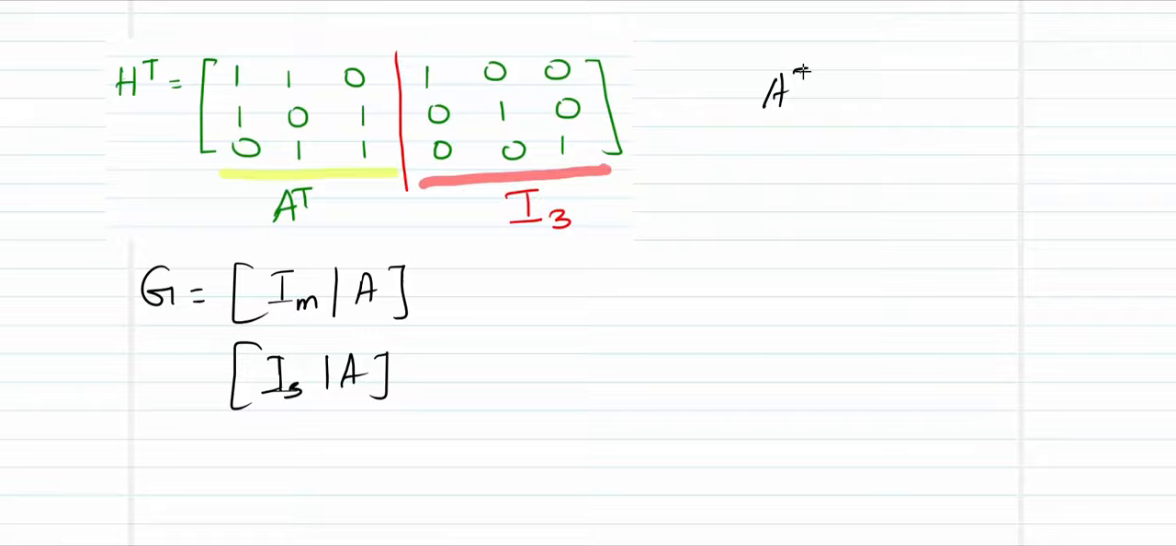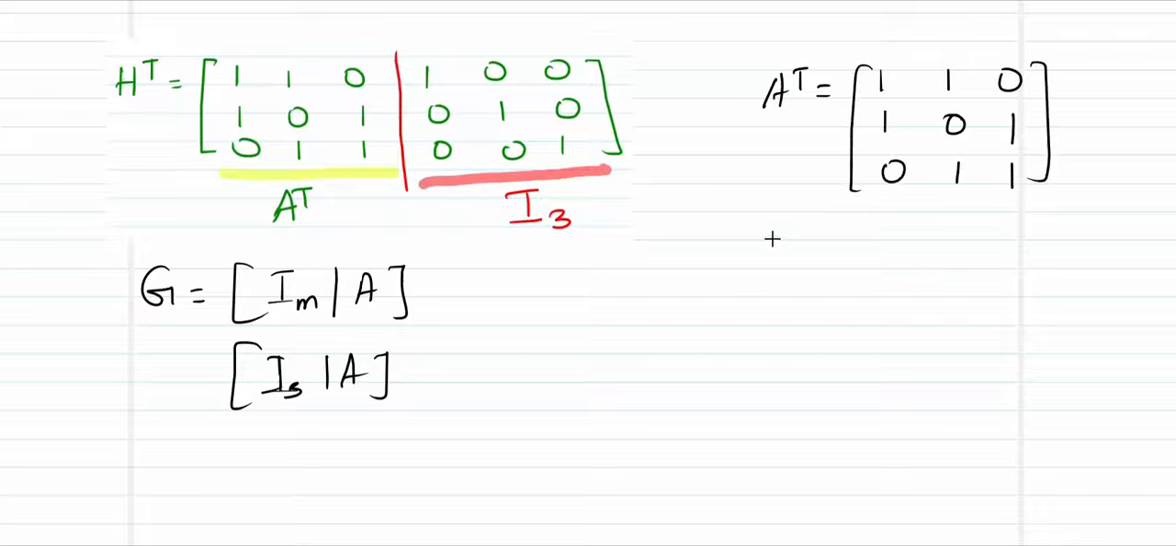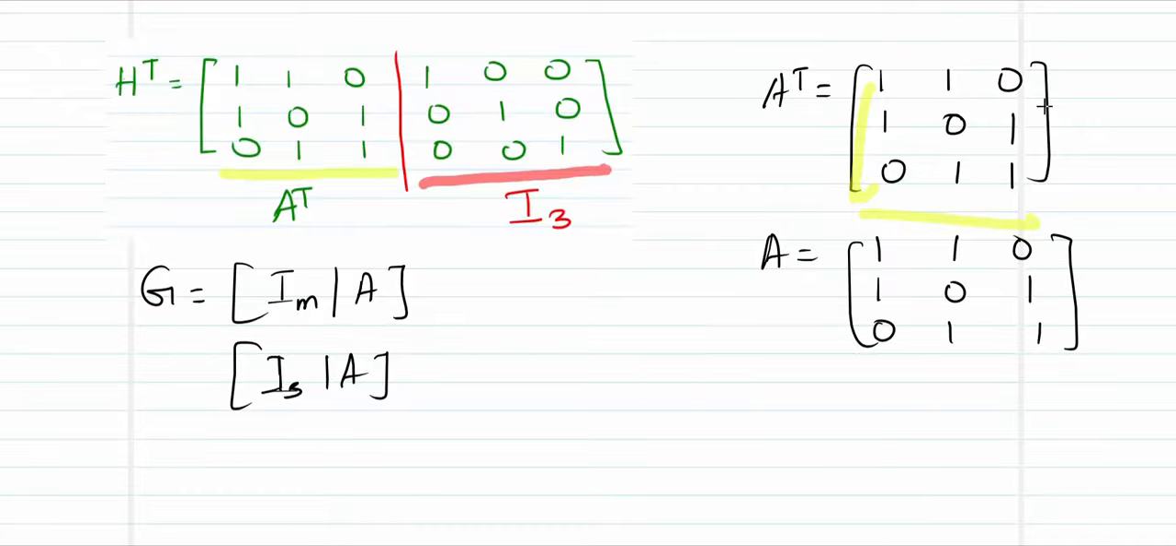Now, my A transpose is given as 1, 1, 0, 1, 0, 1, 0, 1, 1. And how to get your A? It is obtained by interchanging rows to columns and columns to rows. So this part over here will now be inverted this way. Hence, I have this as 1, 1, 0. Next column 1, 0, 1. The third column 0, 1, 1. So your columns have now become rows.